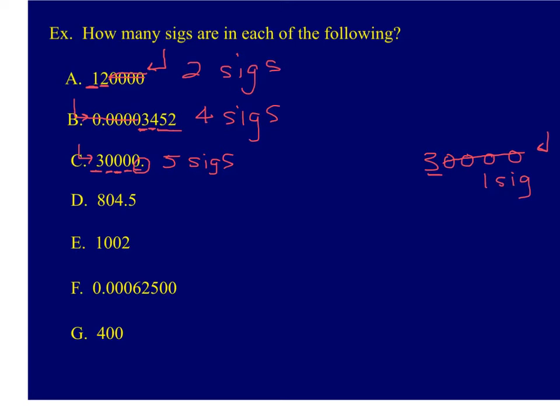So why don't you try D, E, F, and G on your own, and then we'll go back through and check them to make sure that you're counting them correctly.